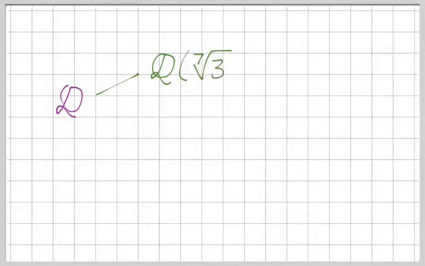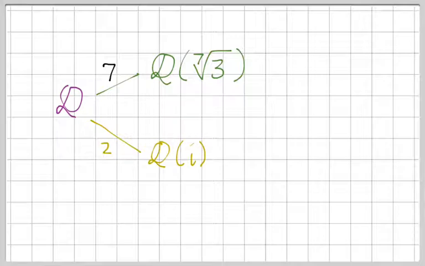So we start with Q, and if we choose to extend by the 7th root of 3, then that extension, we've convinced ourselves, is an extension of degree 7. If I choose to extend Q by i, then I get an extension of degree 2.